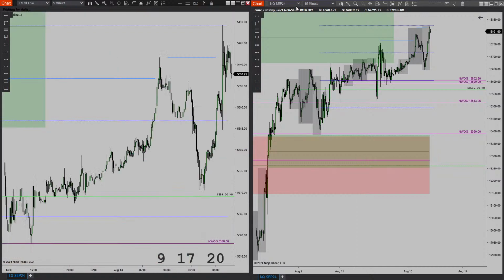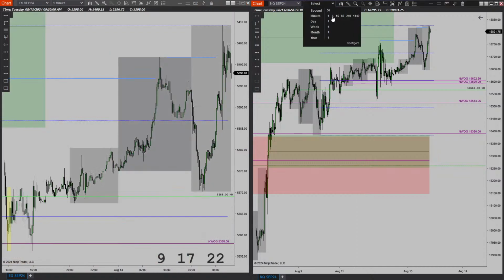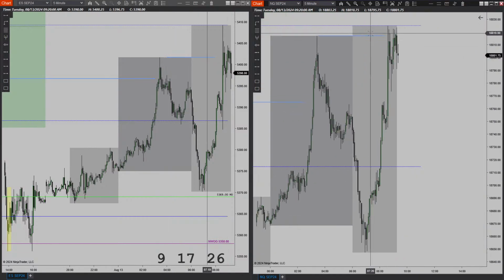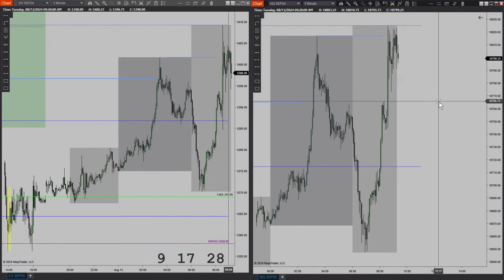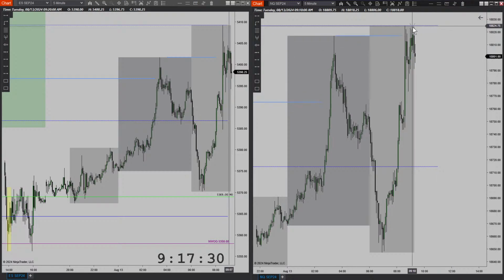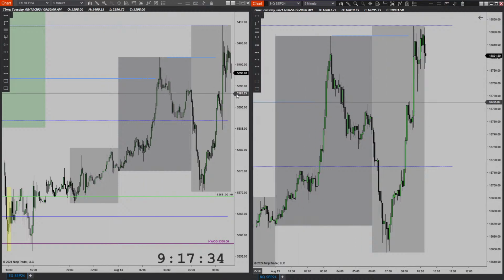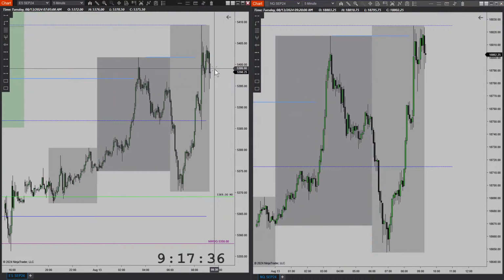Let's take a look at the 5-minute. See if maybe there's an entry. Relative equal highs, but again, I don't expect price to come back up here. If it does, then that's fine too. Okay, right here.